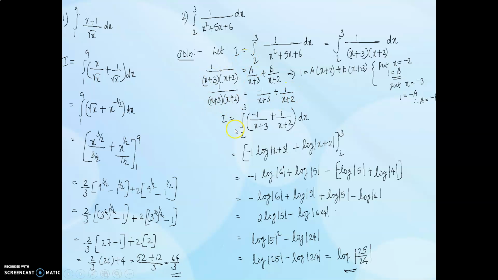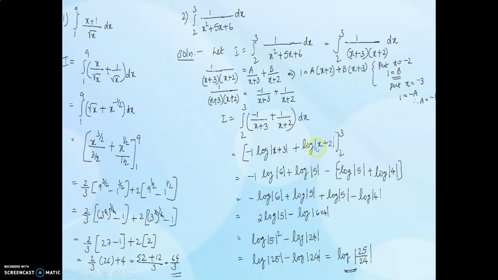Therefore, this I will become integral 2 to 3 of minus 1 upon x plus 3 plus 1 upon x plus 2 dx. That is minus 1 into log mod x plus 3, plus log mod x plus 2, from 2 to 3. Minus 1 log, we are giving the upper limit. So 3 plus 3 is 6, plus, minus into minus plus, so log 3 plus 2 equal to 5, minus.